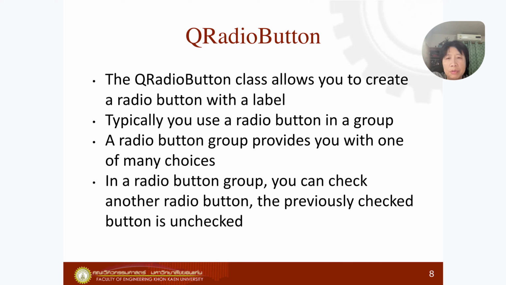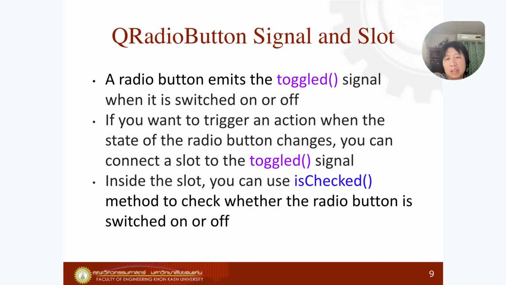Next, we're gonna learn about QRadioButton. The QRadioButton allows you to create a radio button with a label. Typically, you use a radio button in a group. A radio button group provides you with one of many choices. In a radio button group, when you check another radio button, the previously checked button is unchecked.